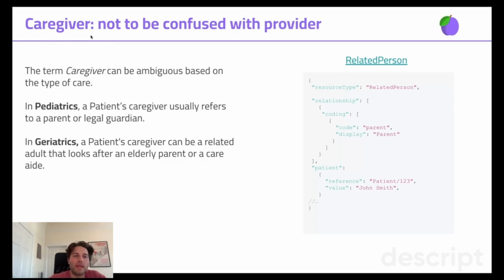Now, the term caregiver can sometimes cause confusion. You might think this is someone giving care and therefore equate it to a provider, but it's actually not a doctor. In pediatrics, a patient's caregiver is the parent or legal guardian, and in geriatrics, it's the adult that looks after an elderly parent or care aide.